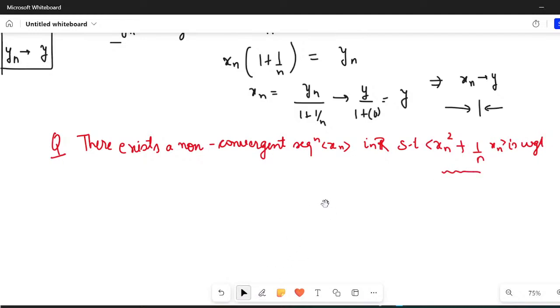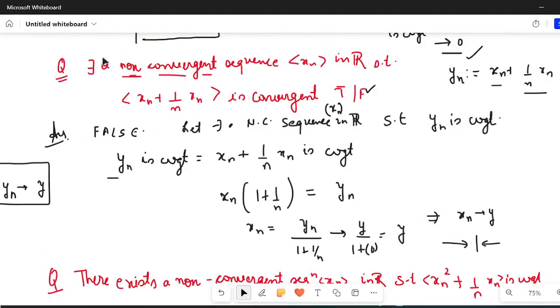Earlier the question I gave you was: let there exist a non-convergent sequence xn in R such that xn plus 1 upon n xn is convergent. True or false? The answer is false. Why? Because let us assume that yn, given by xn plus xn upon n, is convergent. Then yn converges to y, so xn times 1 plus 1 by n equals yn. So xn can be written as yn upon 1 plus 1 upon n. As n tends to infinity, 1 upon n goes to 0. So it implies that xn is convergent, which indeed is not the case.